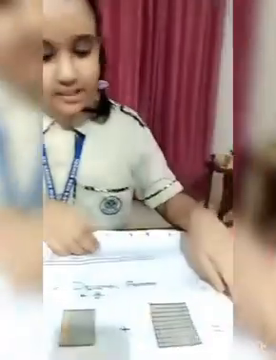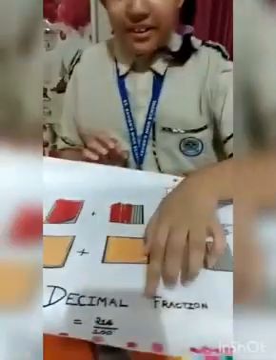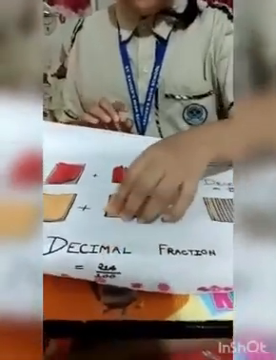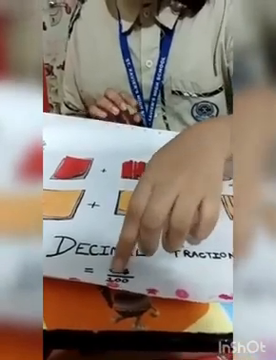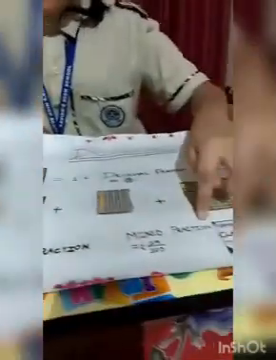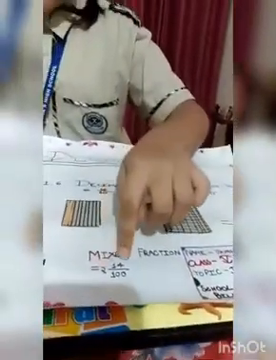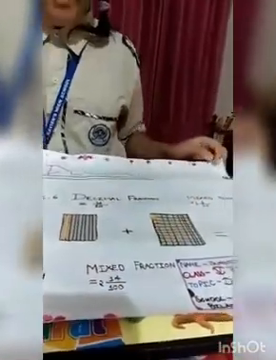So it is 2.14. Now we have converted this into decimal fraction, that is 214 by 100, and in mixed fraction we have converted, that is 2 and 14 by 100.